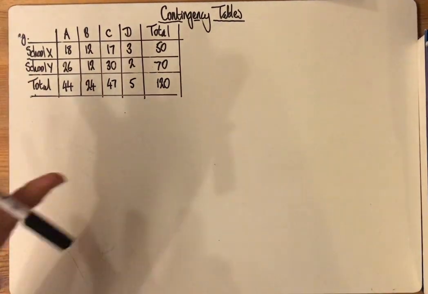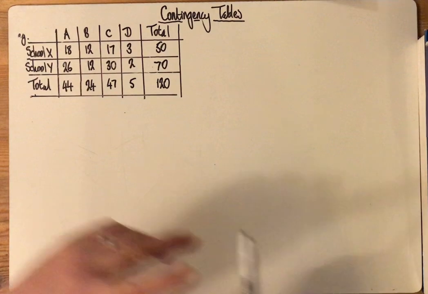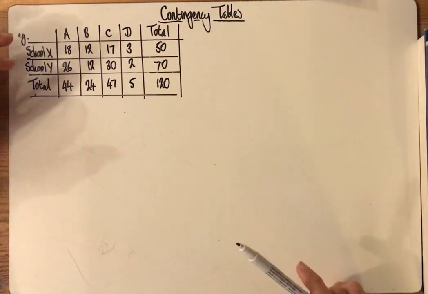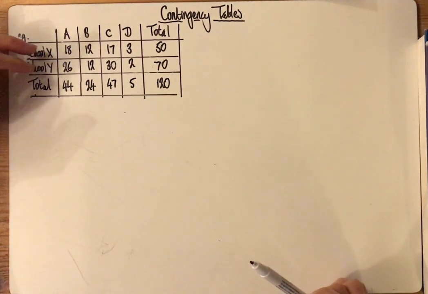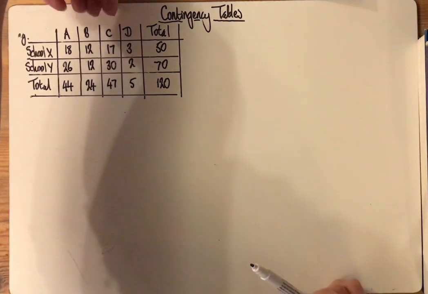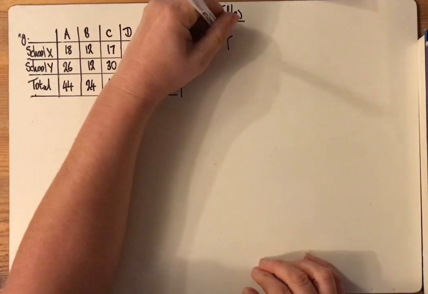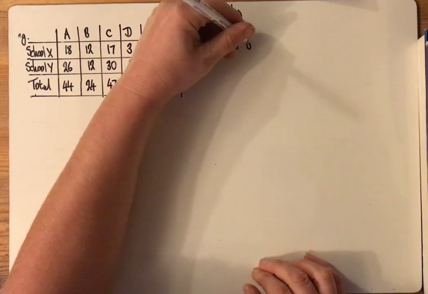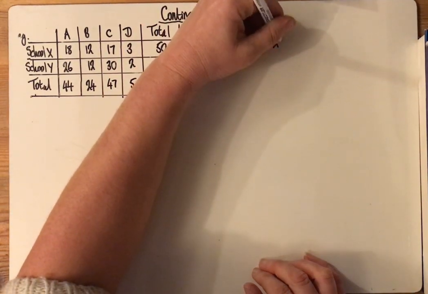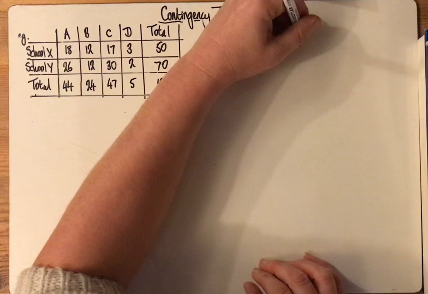So this is a contingency table, and like matrices, we can describe them as rows by columns. So this is a 2x4 contingency table.